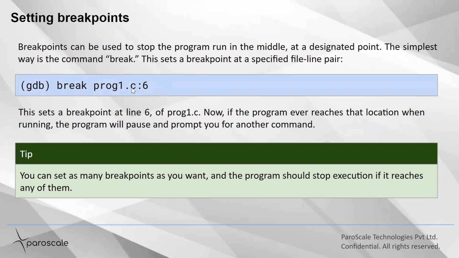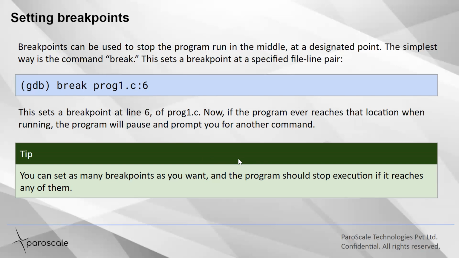Suppose in my code, I want to set a breakpoint on line 6. You just give the syntax: break, your code file, a colon, and the line number. Now if the program ever reaches that location when running, the program will pause and prompt you for another command. You can set as many breakpoints as you want in the code.